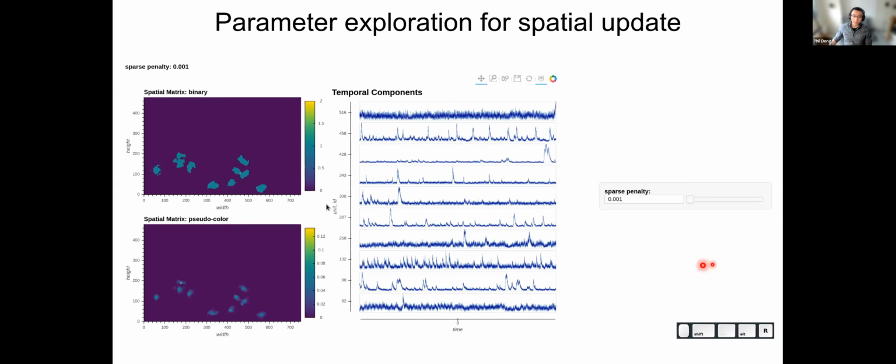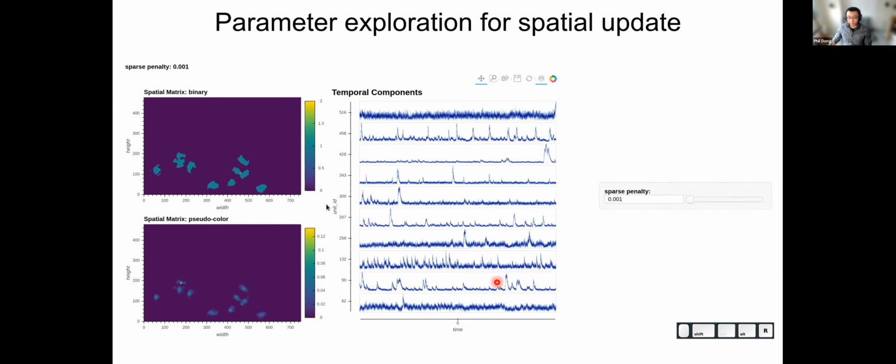Here we have 10 randomly selected units and we plot their spatial footprint here on the bottom left. At the same time, we plot the binarized version of the spatial footprint here on the top left. The reason we do that is the user can easily see all the non-zero values in the spatial footprint, which will help inform you whether the sparse penalty is proper. We also have the temporal activity of these 10 cells plotted here on the right, just for reference.